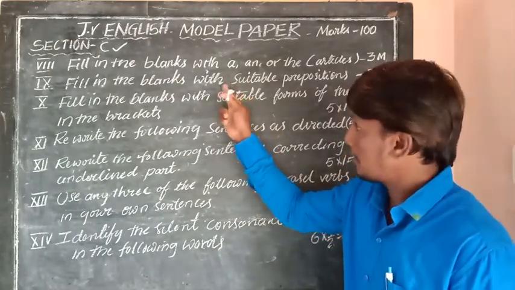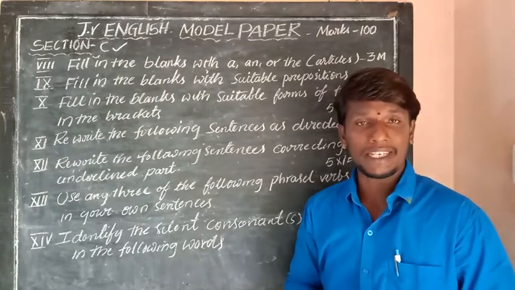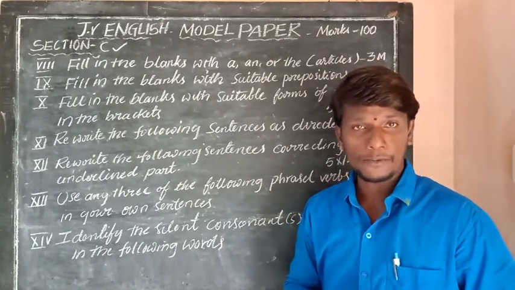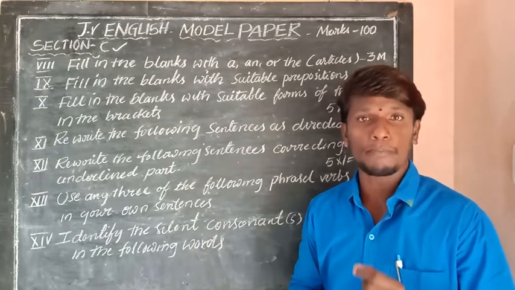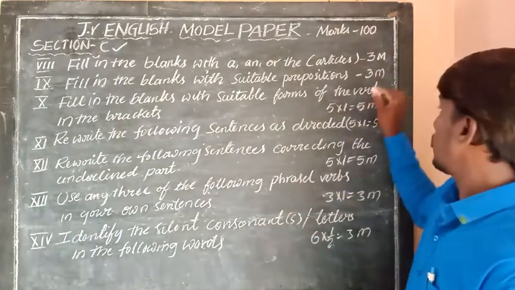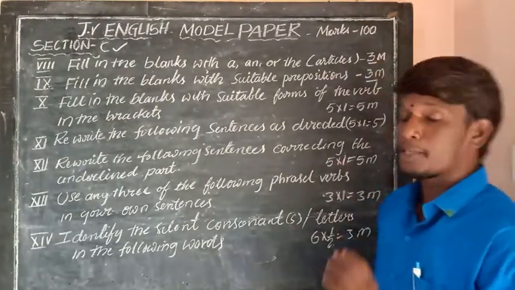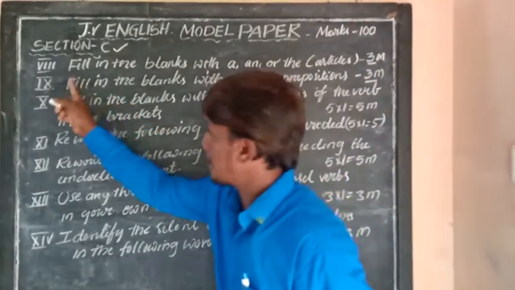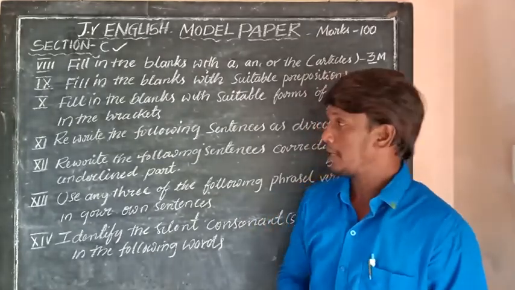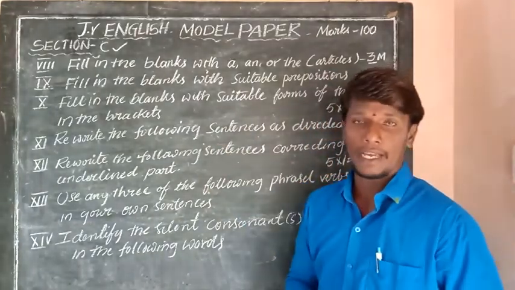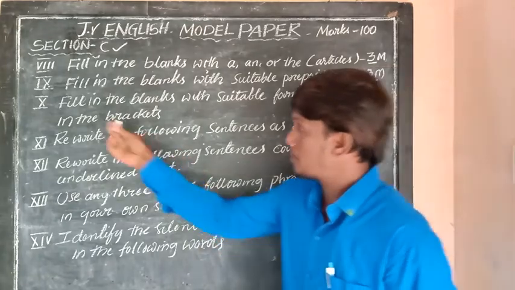Under this preposition question you will be tested on 6 blanks. You need to fill up all 6 blanks. Each blank carries half a mark. That means 6 into half is equal to 3 marks. That means both question number 8 and question number 9 are for 3 marks respectively. Right, now let's move on to the next question under Section C.